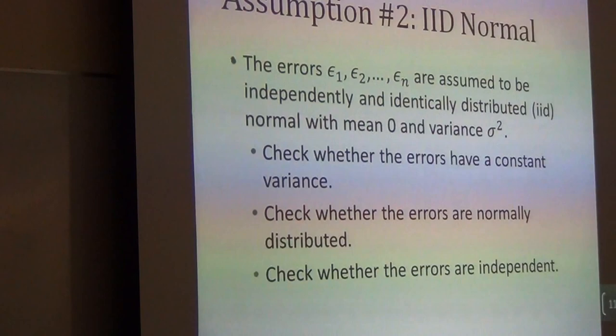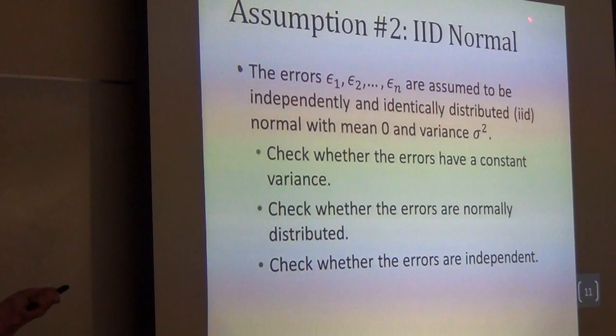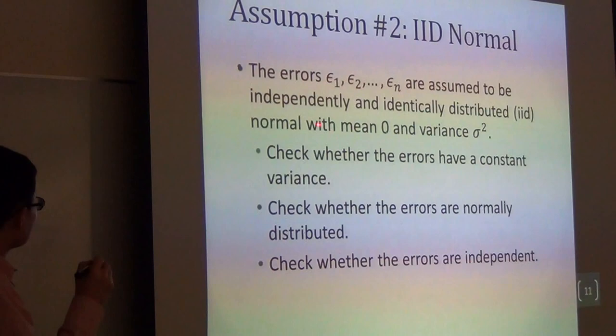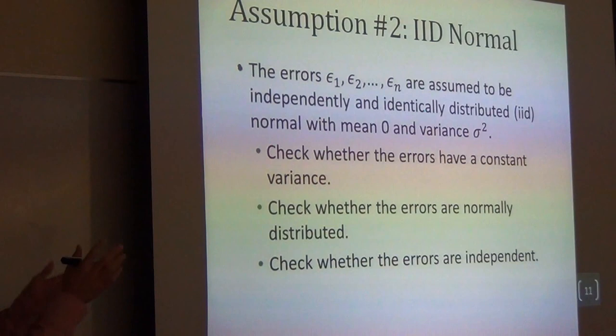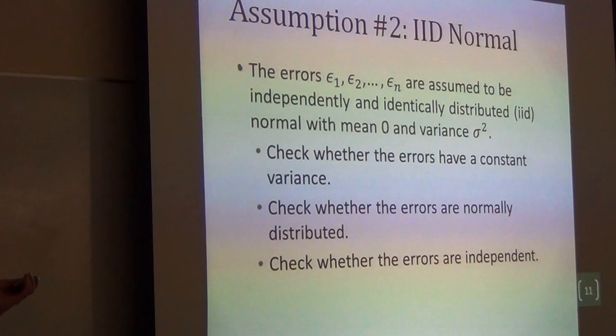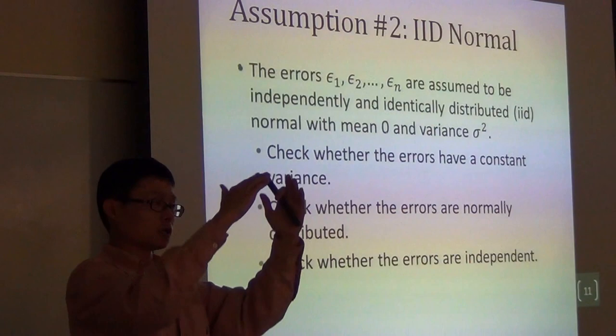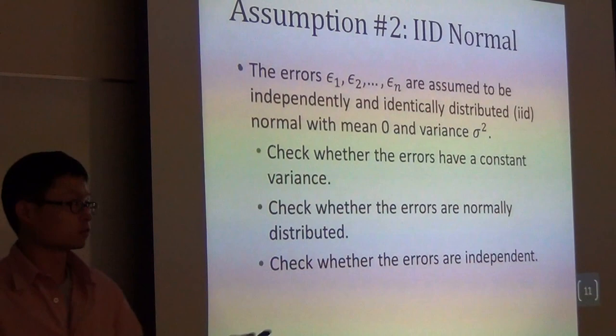So the second assumption is IID normal. Normal distribution in statistics. So errors, which correspond to residuals, we assume in statistics they are all independent, and they are identically distributed, they have the same distribution. But independence and normality are the most important assumptions. Normal distribution means it's a bell-shaped curve. In the middle, around the mean, there are the most observations. When you draw the histogram, it should be like a bell-shaped curve. So you may think, oh, that's the normal distribution.